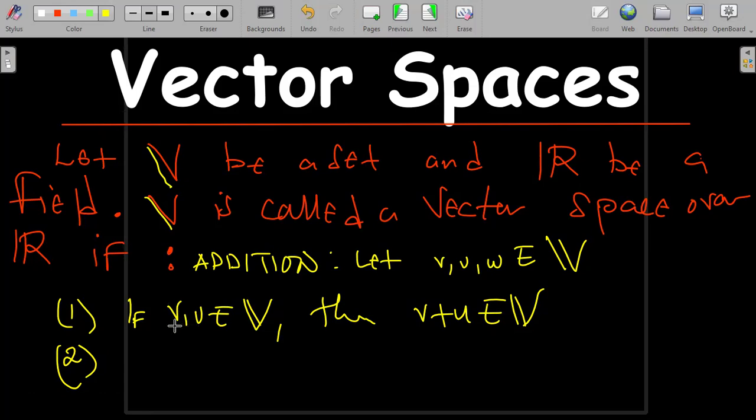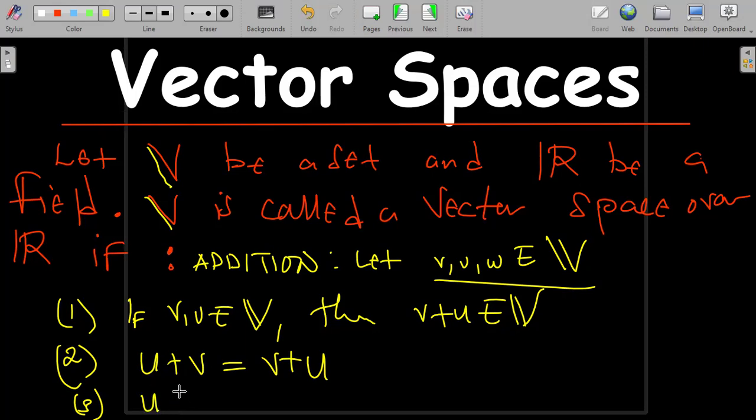The second one is that all the vectors in here, their addition should be commutative. So U plus V should always be equal to V plus U. Third, all the vectors in this set should be associative. So U plus V plus W should be equal to U plus V, and then plus W.